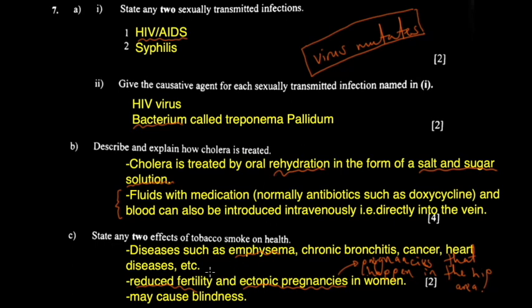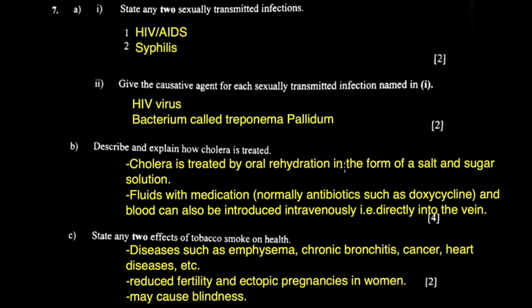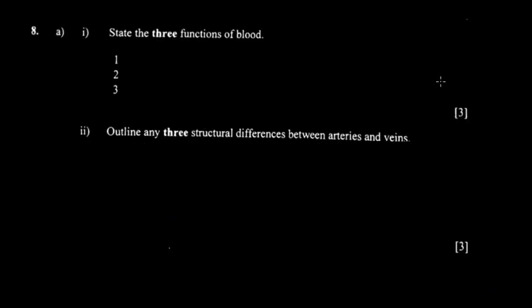So just differentiate. This is talking about diseases. This is talking about abnormalities. Reduced fertility, ectopic pregnancies, this is talking about another condition, which is what? Loss of sight. Okay, let's quickly move to the next part.